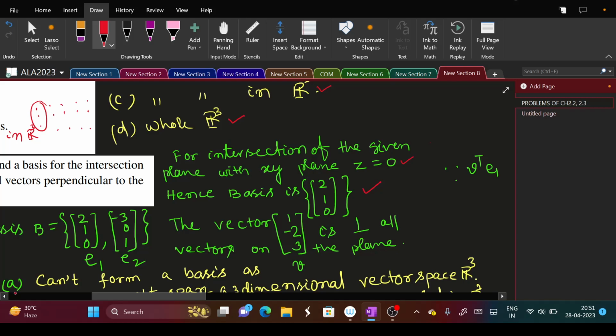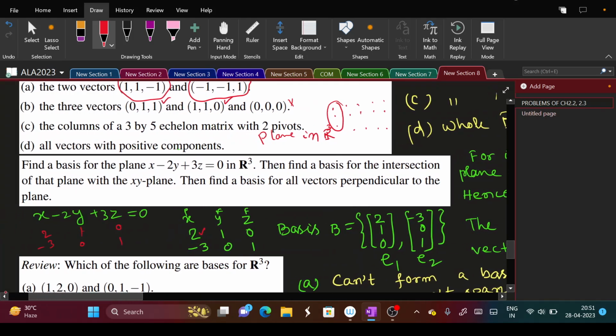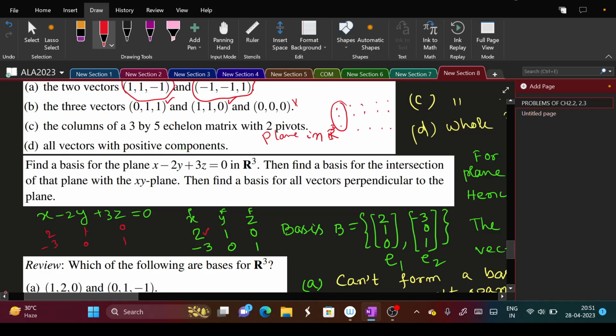Next question is: find a basis for all the vectors perpendicular to the plane. Now we always know that for the plane the normal vector is (1, -2, 3). Now let us verify it.